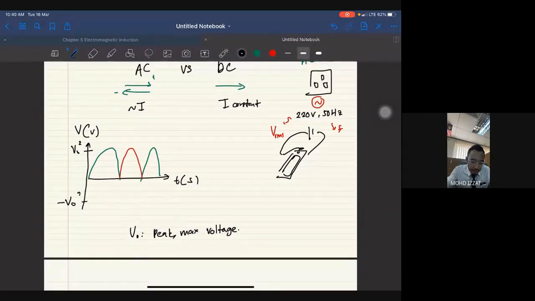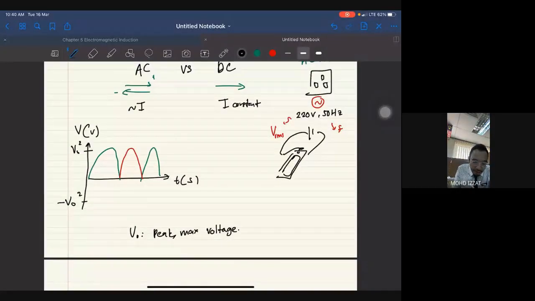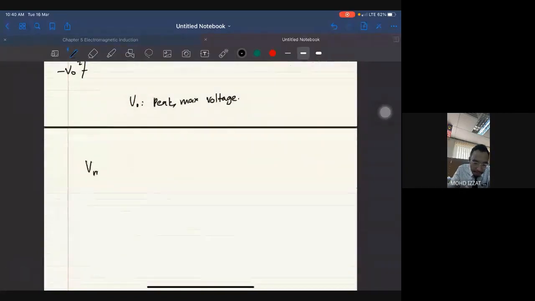Agree ke tak agree? Agree, sir. Okay, so the average of this graph is actually half of this lah. Kan? So it will be V naught square. Okay, I write it over here. So V mean is basically equals to V naught square over 2.